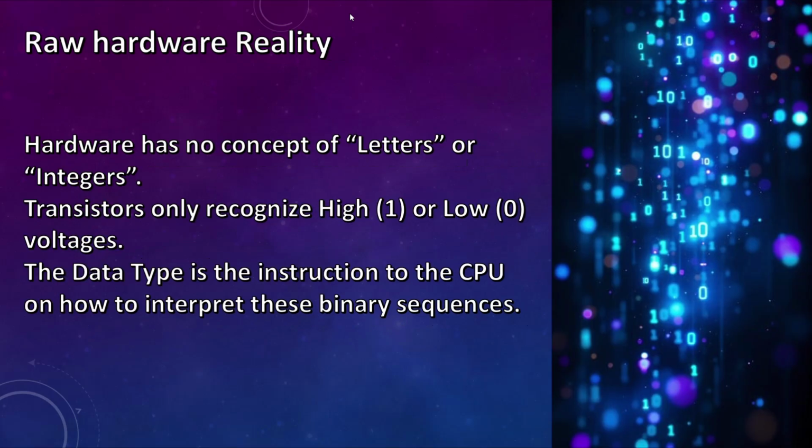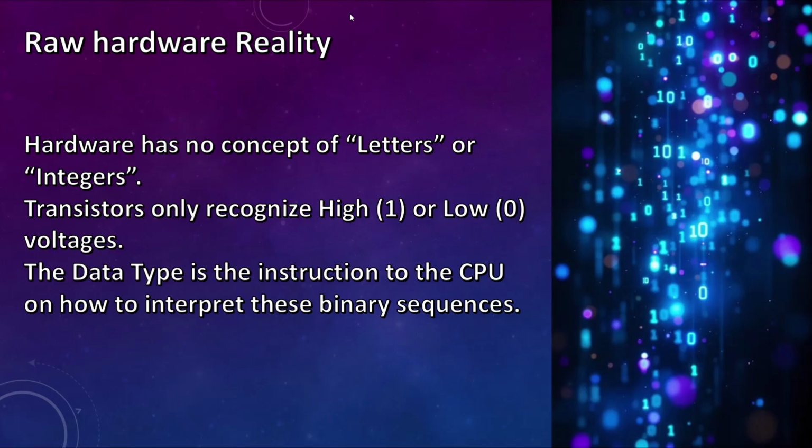Now, here is something very important. Memory does not understand numbers. Memory does not understand letters. It does not understand decimal values either. Everything inside a computer is ultimately stored as 0s and 1s. Whether it is the number 100, the character A, or the value 3.14, everything is stored as binary data. The data type simply tells the compiler how those bits should be interpreted.